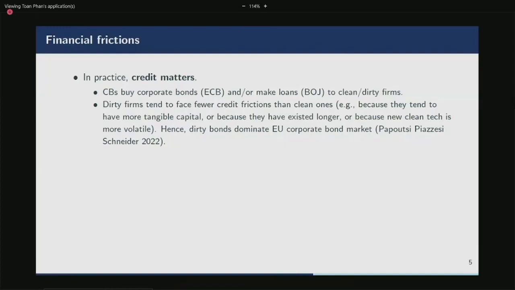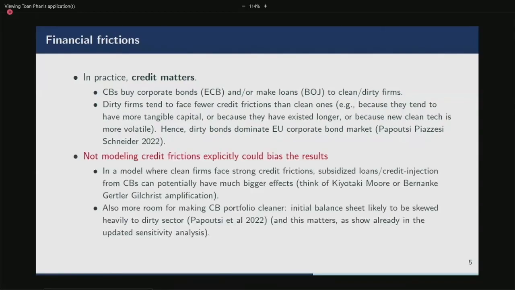As a consequence, for example, it's documented in the Papuzzi, Piazzesi, and Schneider paper on the green QE that many of us are familiar with. They document that naturally the dirty bonds dominate the European Union corporate bond market. So the green bonds are very few, right? Because the market is younger. The firms are less financially integrated. So not modeling credit frictions may bias the results, right?